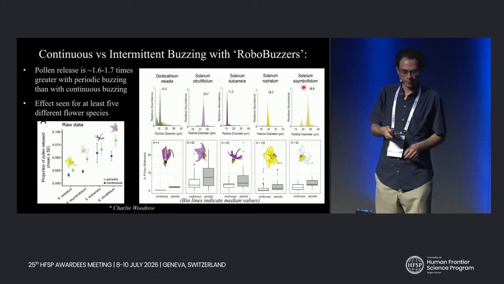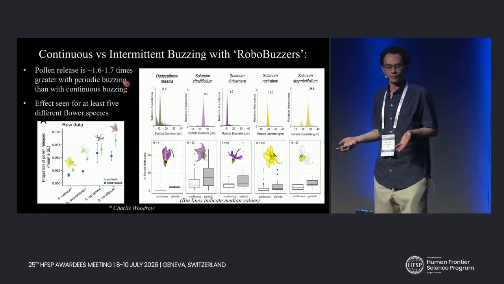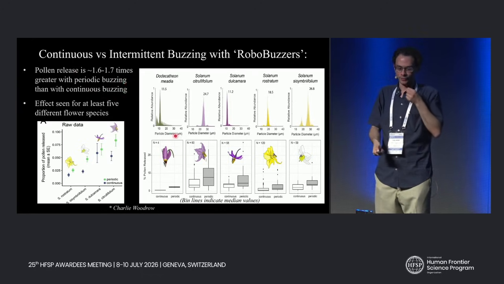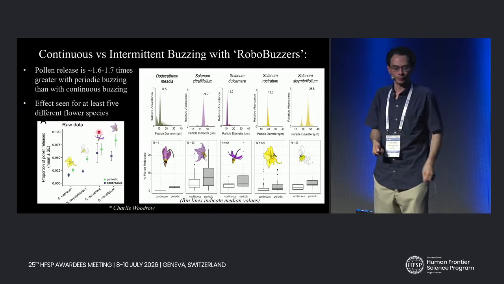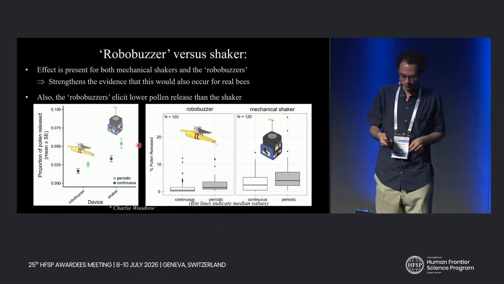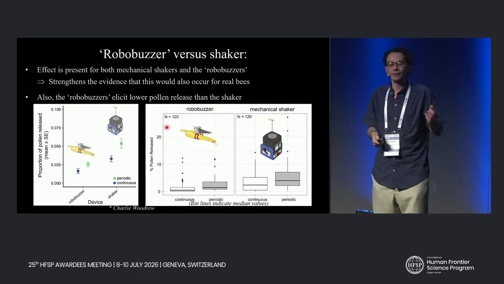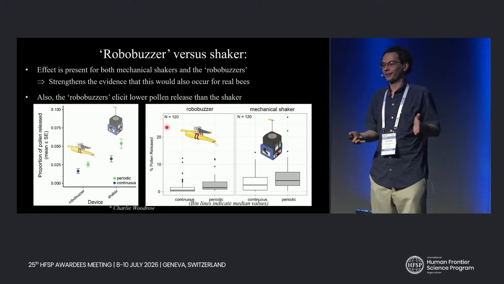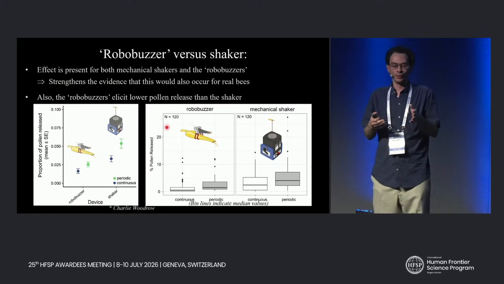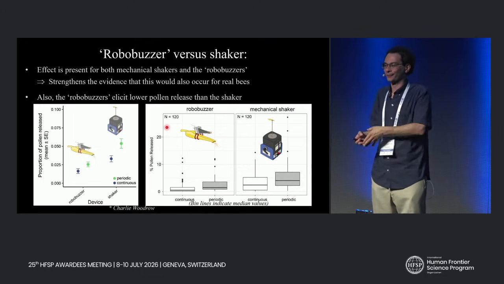And it turns out that we actually got a very strong effect where pollen release was quite a bit greater with periodic buzzing than with continuous buzzing. And we saw this effect across at least 5 different flower species, so it was quite a robust effect, despite a lot of variation in nature, of course. Then we wanted to also check what would have happened if we used a traditional shaker. And we also observed this effect. We think that this actually strengthens the evidence that this would be happening in real bees, because while neither of these ways of trying to mimic bee behavior is exactly the same as a real bee, they're very different from each other.